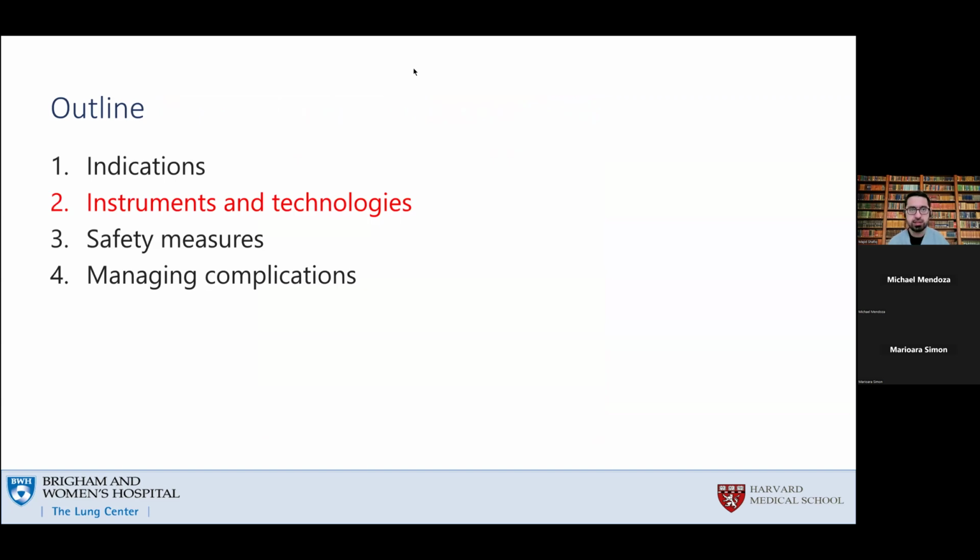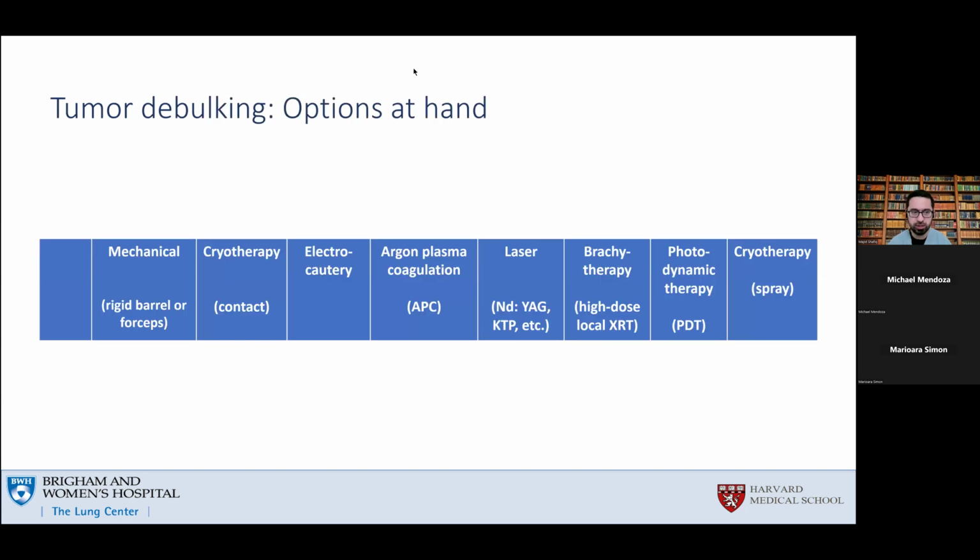Okay, well, with the indications out of the way, for the most part, although I'm going to come back to differential indications for various technologies, let's look at the kinds of instruments and technologies that are at our disposal when it comes to tumor debulking. So let's start from left to right. Here's just like a menu of all the different options that we usually use.